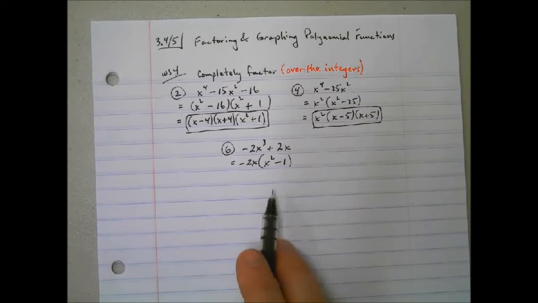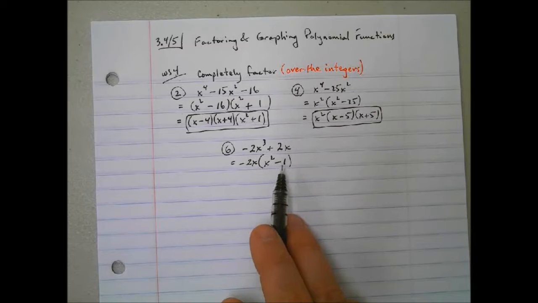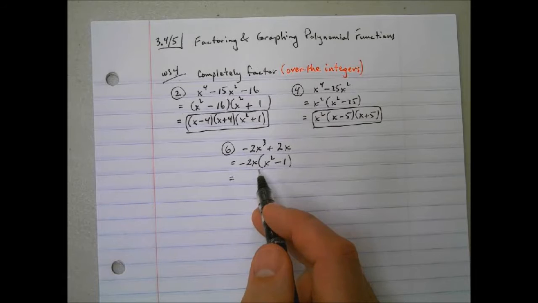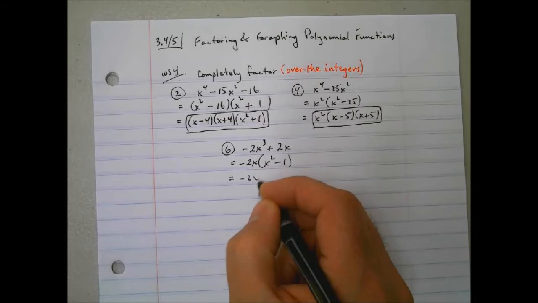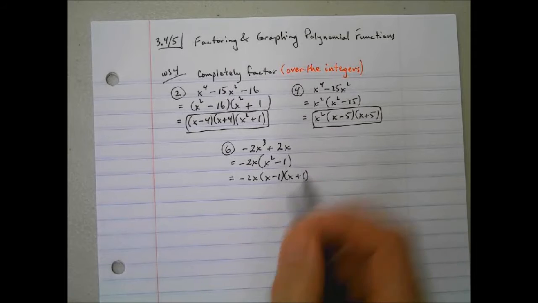Well, that's nice how that happened, because now I have x squared minus 1, and so we definitely recognize that as difference of squares. If we only pulled out the positive 2x, I mean, it's still difference of squares, it's just not as recognizable. So negative 2x times x minus 1 times x plus 1.